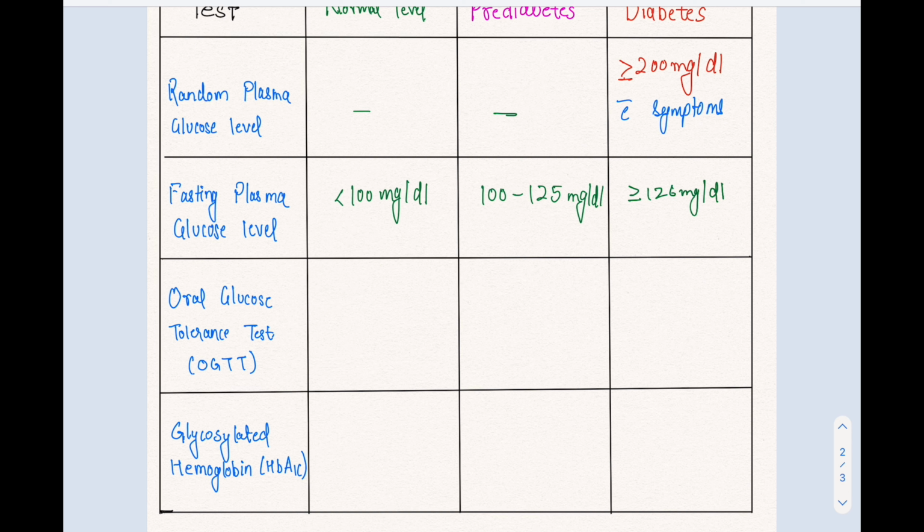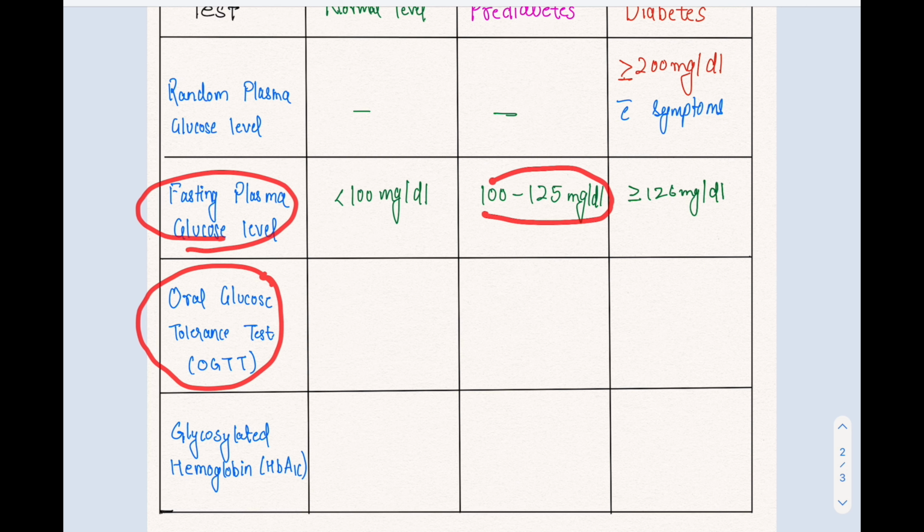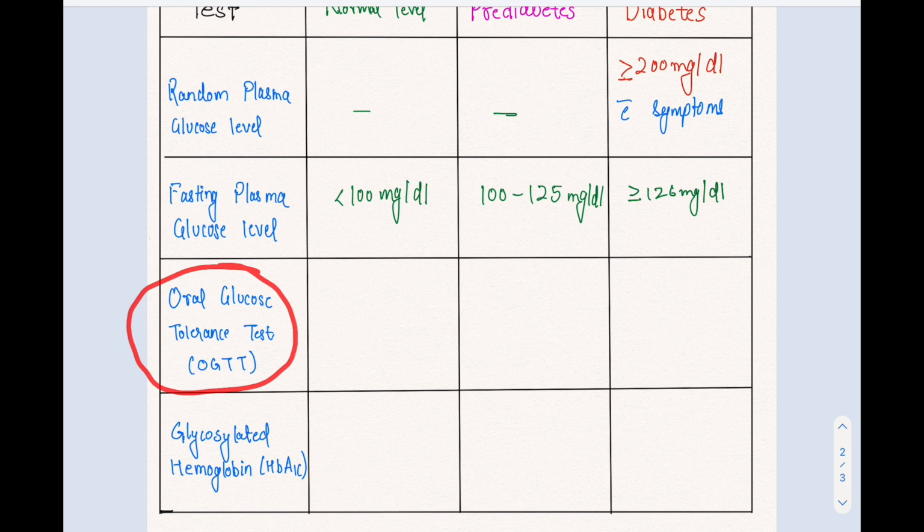Now, when we talk about the oral glucose tolerance test, remember that this test is actually not a routine diagnostic test. This test is only performed when the fasting plasma glucose level is in the borderline range, like if it is 124, 123. Then we could perform the oral glucose tolerance test, and the second place where we use this test is in the diagnosis of gestational diabetes mellitus, which is diabetes during pregnancy.